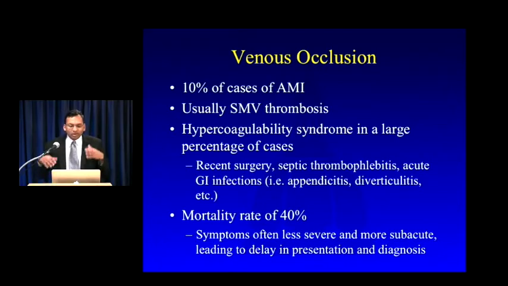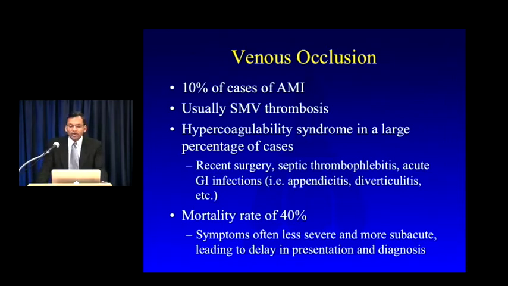But that being said, if you look at all comers out in the community, probably you're going to see patients who either have a known hypercoagulability syndrome or a hypercoagulability syndrome that's discovered once they present to the hospital. We also will see a fair number of these cases in patients who have a GI tract infection, like appendicitis or diverticulitis, and develop secondary septic thrombophlebitis of the mesenteric veins.